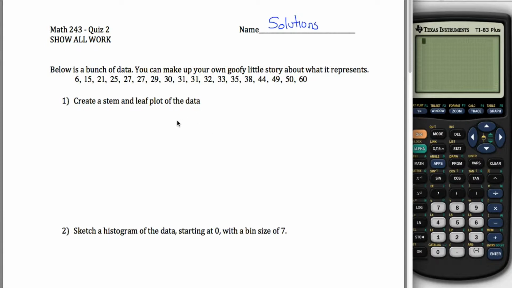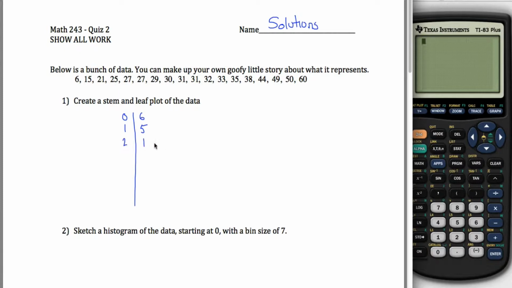Okay, basic idea with the stem and leaf plot is you want to summarize 2-digit data by kind of keeping track of the last digit as the leaf and all other digits as the stem. That's one way you can say it. So what I'm saying is 6 you can think of as 0, 6. But 15 would be 1 and then a 5. 21 would be a 2 and then a 1.